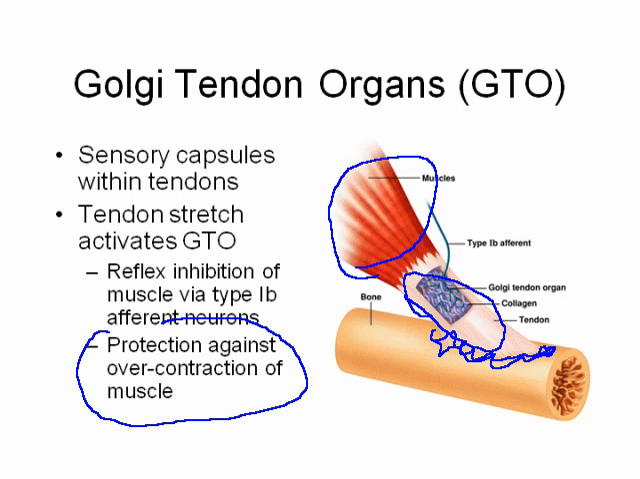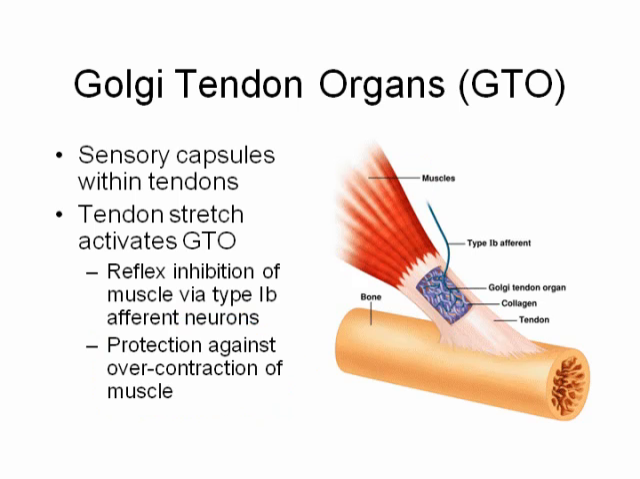So by having the Golgi tendon organ activated, it's going to decrease the amount of muscle tension that's developed and preserve this attachment to the bone. So again, the Golgi tendon organ is protective to the muscle, whereas the muscle spindle organ is not. The muscle spindle organ allows the muscle to work more efficiently by maintaining the optimum length-tension relationship.